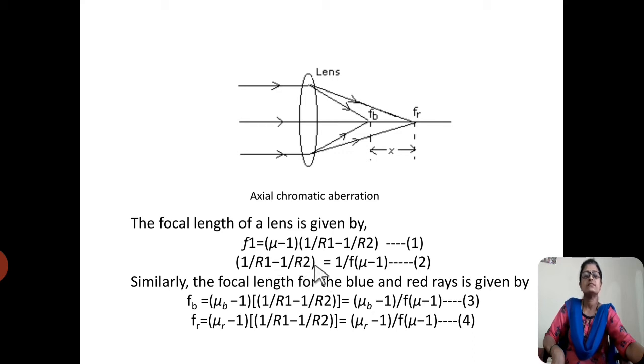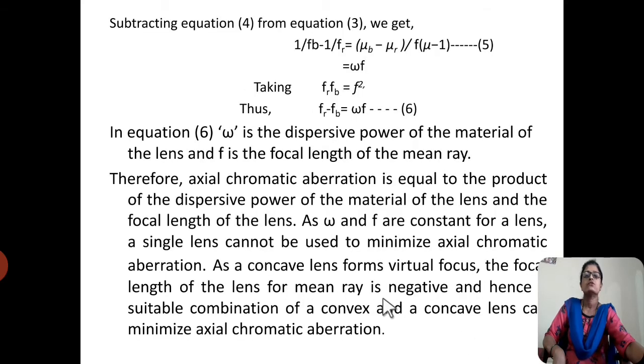Now we have to apply this equation for the red as well as the blue rays. For the blue rays, 1 by fb is equal to (mu b minus 1) divided by (f into (mu minus 1)). Call this equation 3. For the red rays, 1 by fr is equal to (mu r minus 1) divided by (f into (mu minus 1)). Call this equation 4. Now subtracting equation 4 from equation 3, we get 1 by fb minus 1 by fr is equal to (mu b minus mu r) divided by (f into (mu minus 1)).